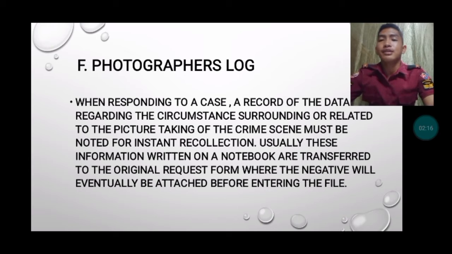Photographer's log. When responding to a case, a record of data regarding the circumstances surrounding or related to the picture taking of the crime scene must be noted for instant recollection. Usually, this information written in a notebook is transferred to the original request form where the negative will eventually be attached before entering the files.